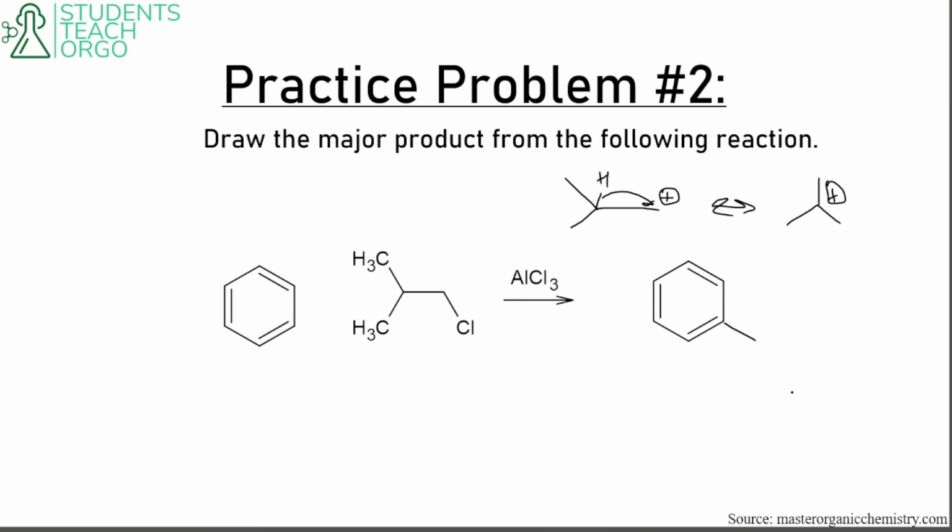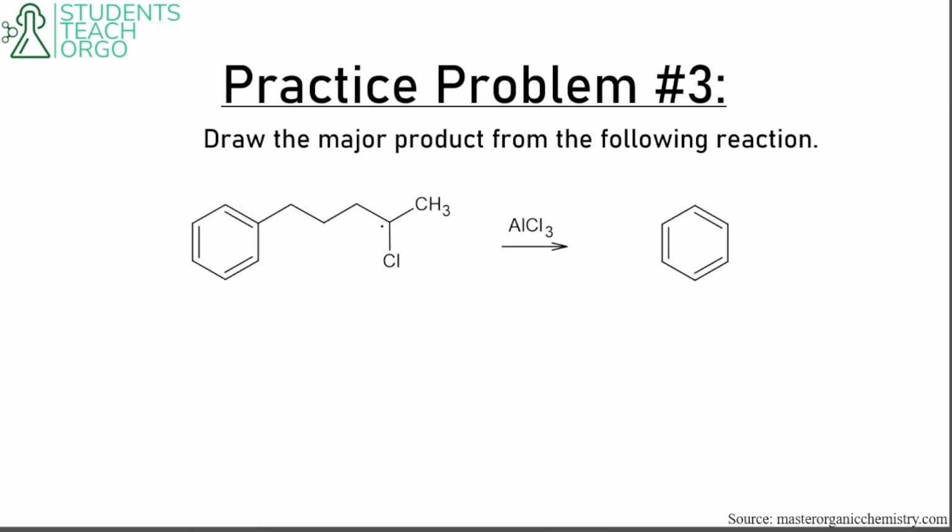And from there, this is the carbon that I'm connected to, with two more. So 1, 2, 3. 1, 2, 3. Hopefully that makes sense, but you need to be careful. There could be rearrangements. So let's do this. Draw the major product from the following reaction.